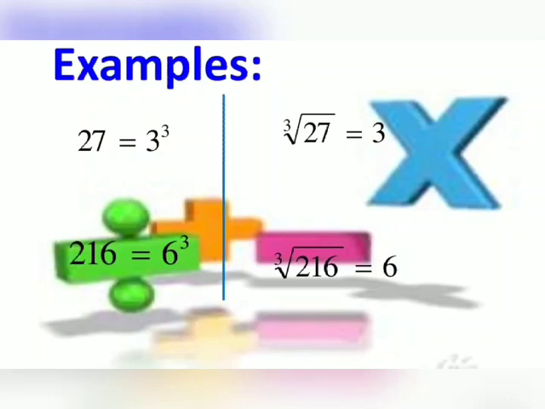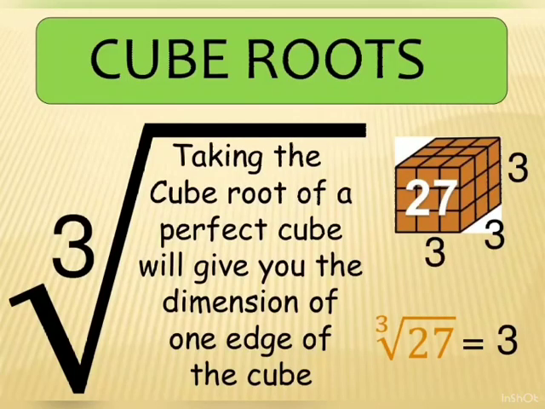Similarly, 6 is multiplied 3 times, so 6 is the cube root of 216. Taking cube root of a perfect cube will give you the dimension of one edge of the cube. Means cube root of 27 is 3, so 3 is the edge of the cube.